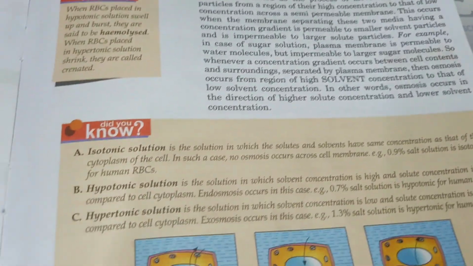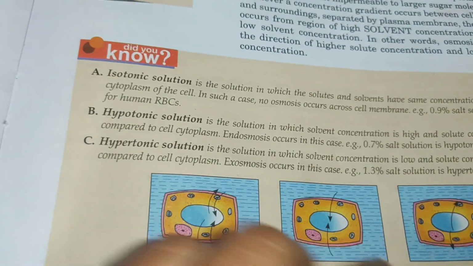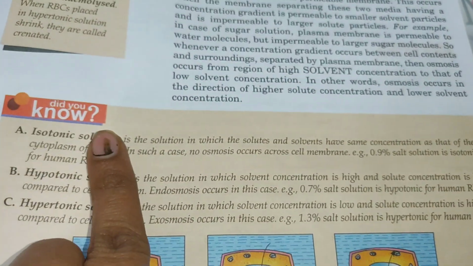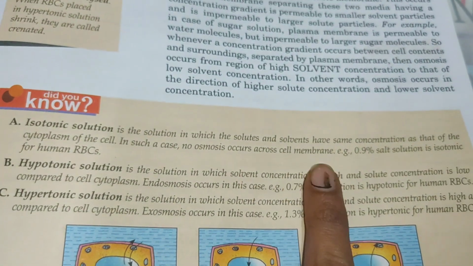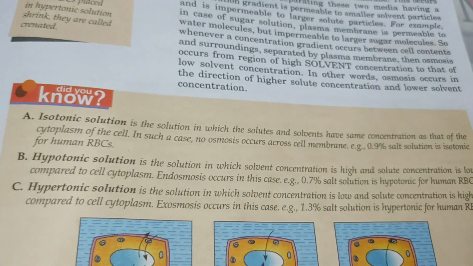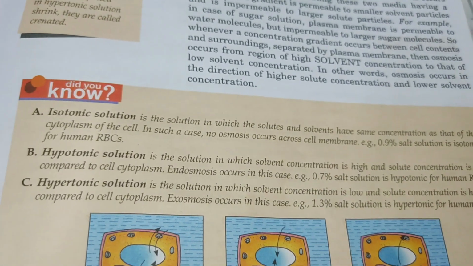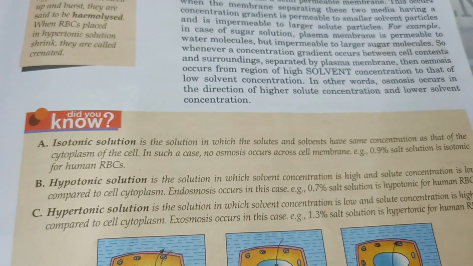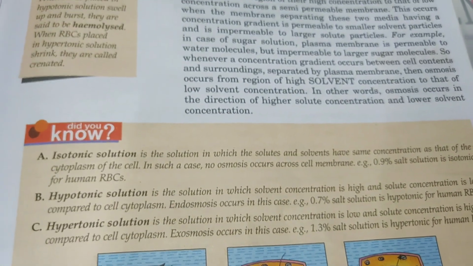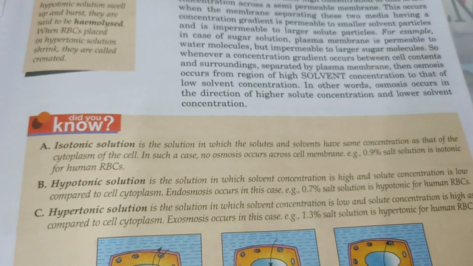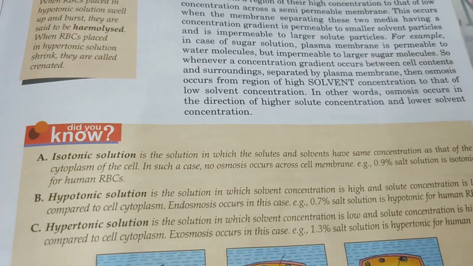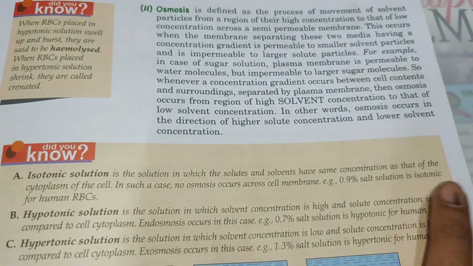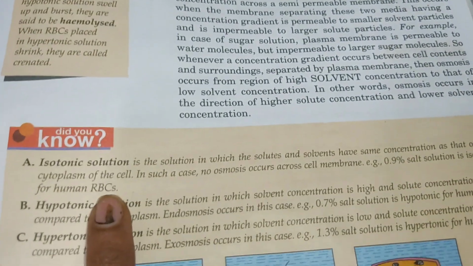So then there are different types of solutions: isotonic, hypotonic, hypertonic solutions. Isotonic solutions means solutes and solvents will be the same concentration. Iso means same, tonic means concentration. So solute and solvents will be the same concentration as that of the cytoplasm of the cell. If they are the same concentration, no osmosis occurs along the cell membrane. 0.9% salt solution is isotonic for human RBCs.